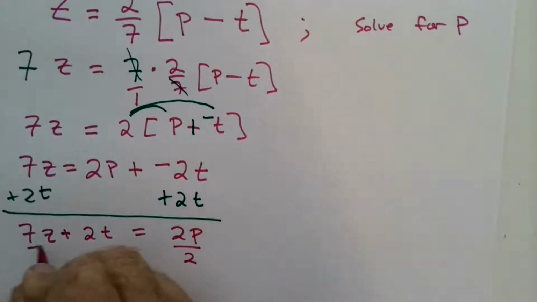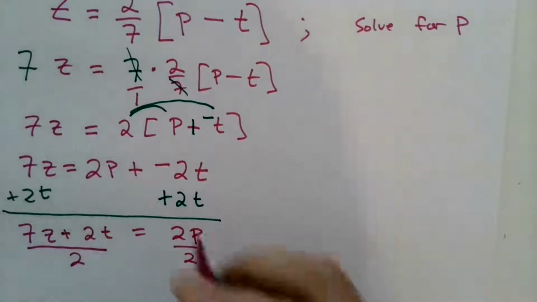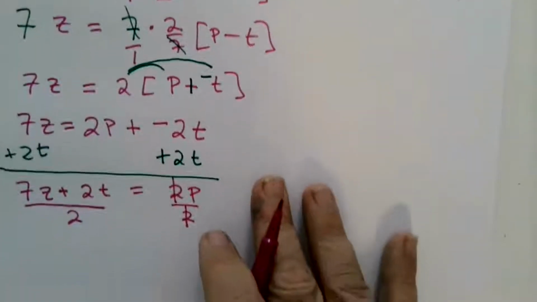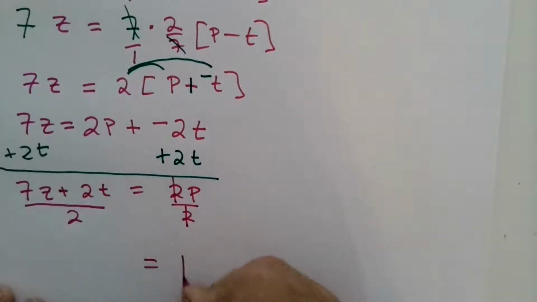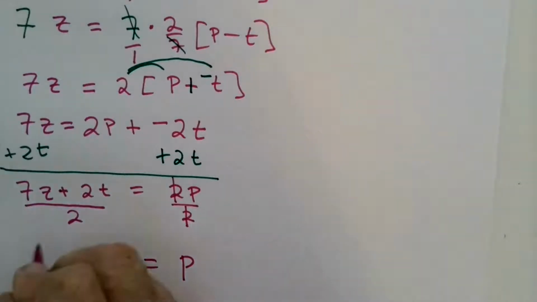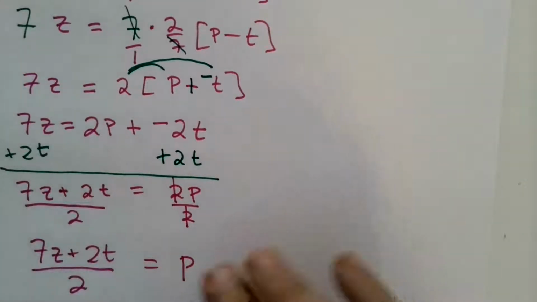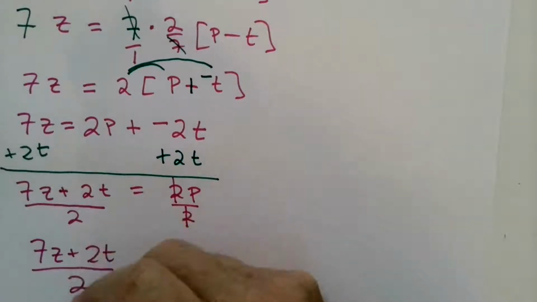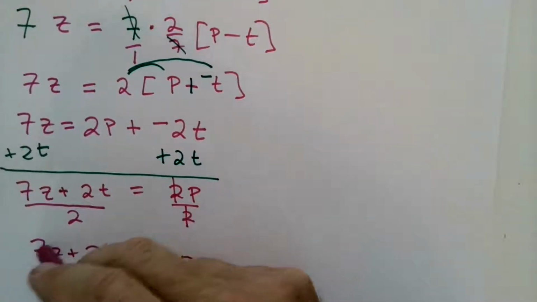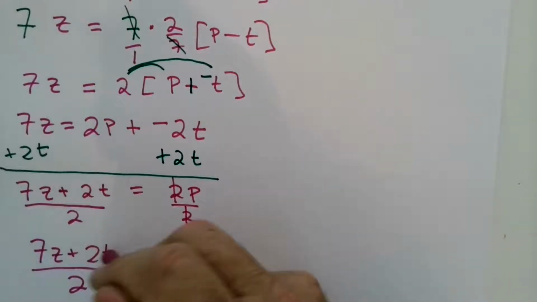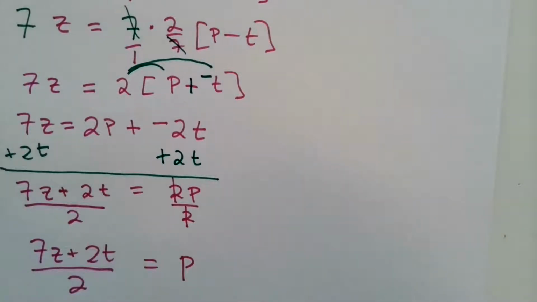Divide this side by 2, and divide this side by 2. 2 over 2 is 1 over 1, so the right-hand side is just P. And the answer is P equals 7Z plus 2T over 2. You may be tempted to divide this out, but recognize there's a plus sign here, so these are terms. You'd have to factor a 2 out of both of these terms before you could cancel. So that indeed does not divide out in that example.